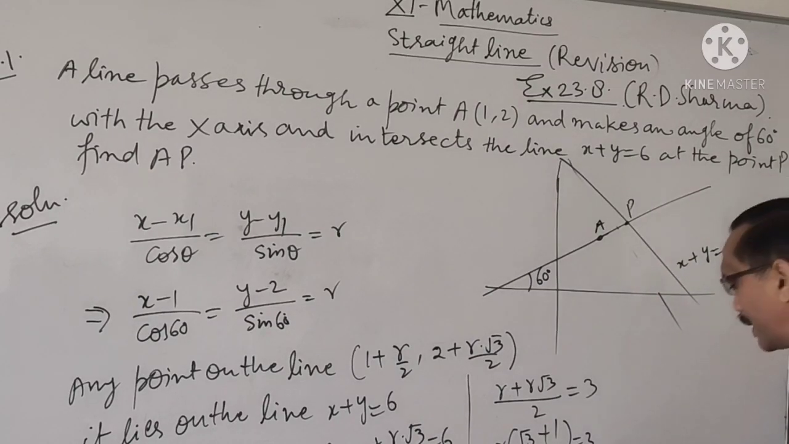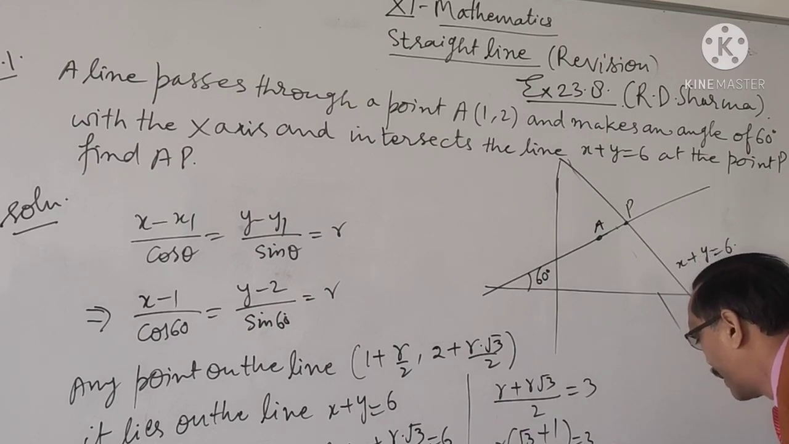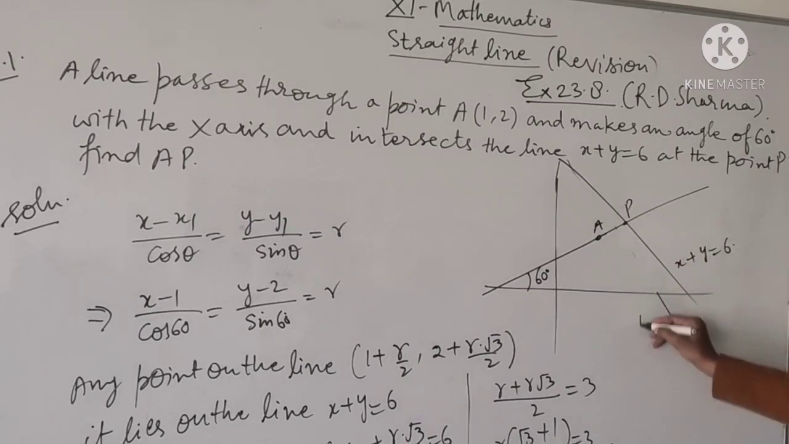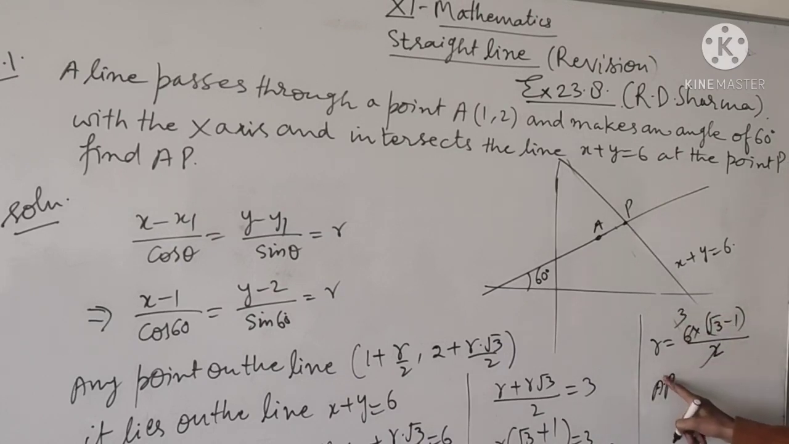Now we rationalize the denominator. So it is root 3 minus 1 upon root 3 minus 1. Denominator becomes 2, 3 minus 1 is 2. So required distance r is 6 into root 3 minus 1 upon 2, which is 3 into root 3 minus 1. So AP distance is r, which is 3 into root 3 minus 1. Okay, which is the required distance AP.